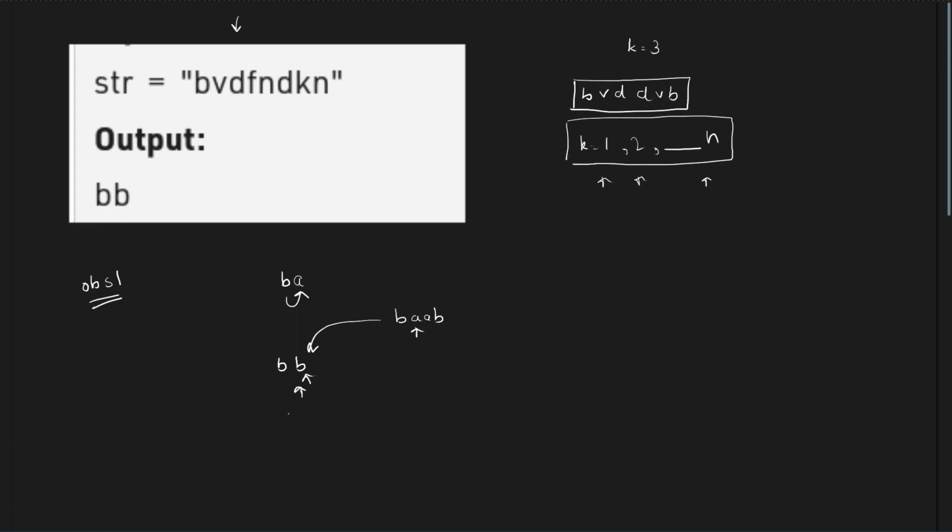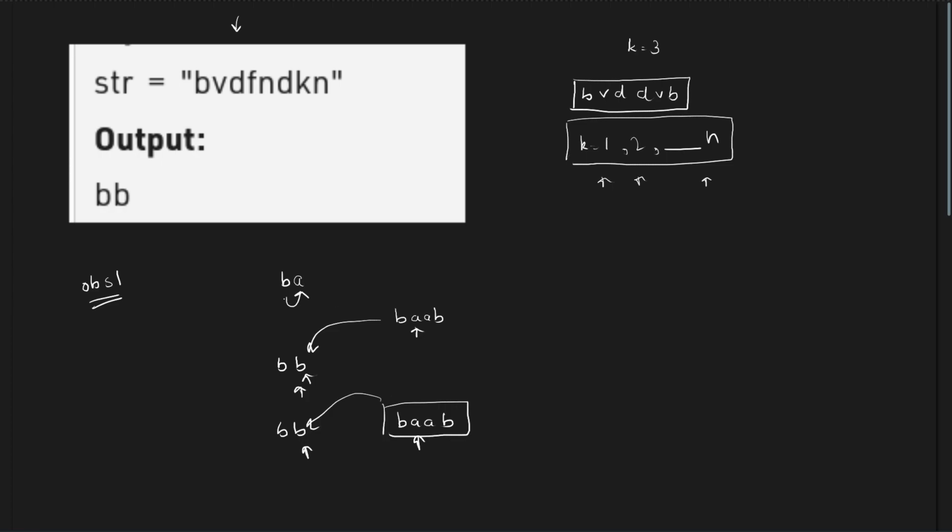We have discussed a case where the next character is smaller than the first character. In this case, the original string was bb, and if I use ba, then the new string will be baab. At the second position, here it is b and here it is a. So this particular string is smaller than the original string, which will help me improve my answer.